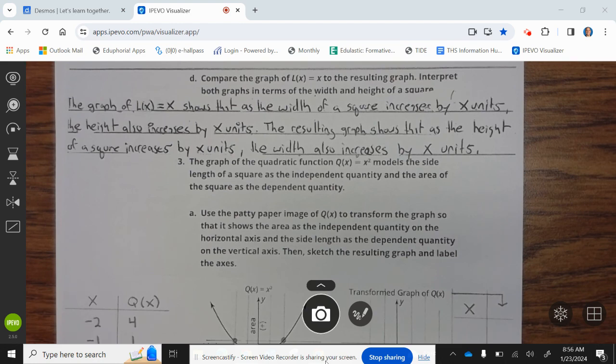The graph of L of x equals x shows that as the width of a square increases by x units, the height also increases by x units. The resulting graph shows that as the height of a square increases by x units, the width also increases by x units. 3. The graph of the quadratic function Q of x equals x squared models the side length of a square as the independent quantity and the area of the square as a dependent quantity.